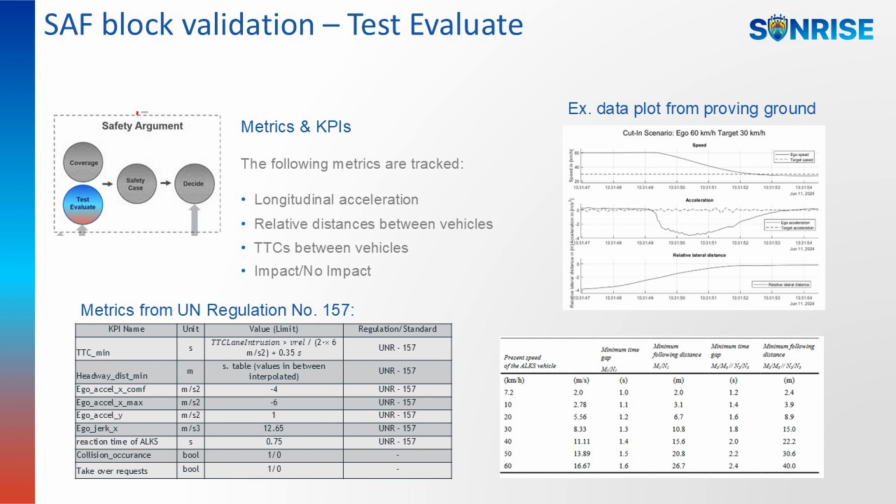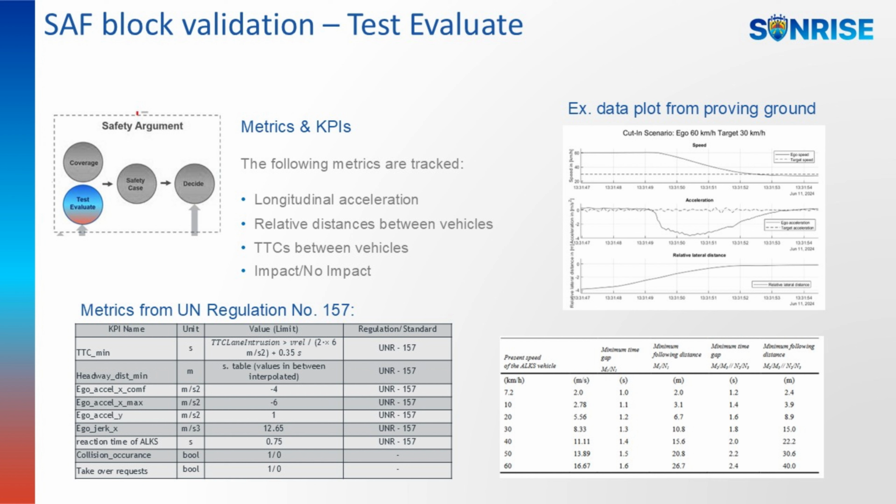This slide shows the validation process for the SAF block, focusing on the test evaluate step. Key metrics include longitudinal acceleration, relative vehicle distances, time to collision, TTC, and whether a collision occurred. KPIs are based on UN Regulation Number 157, covering limits for acceleration, jerk, TTC, and system reaction time.